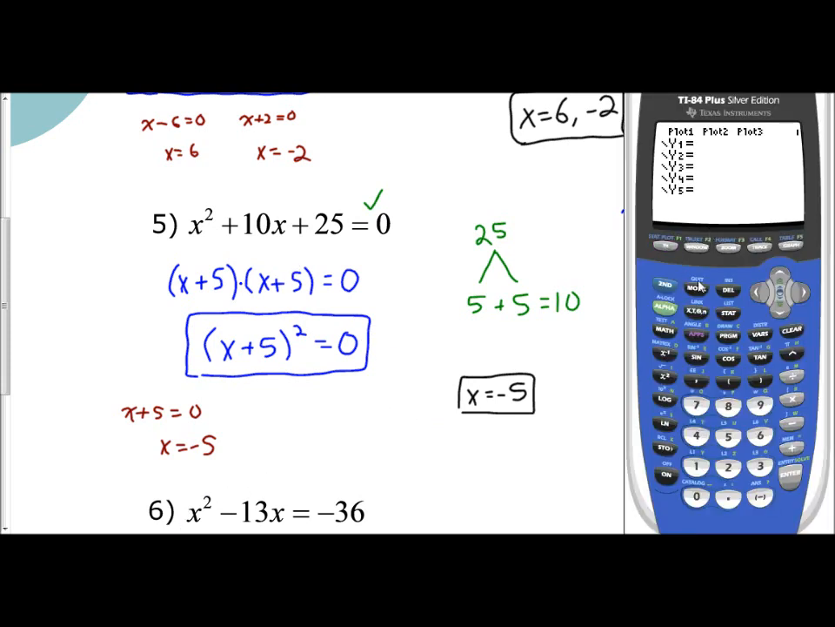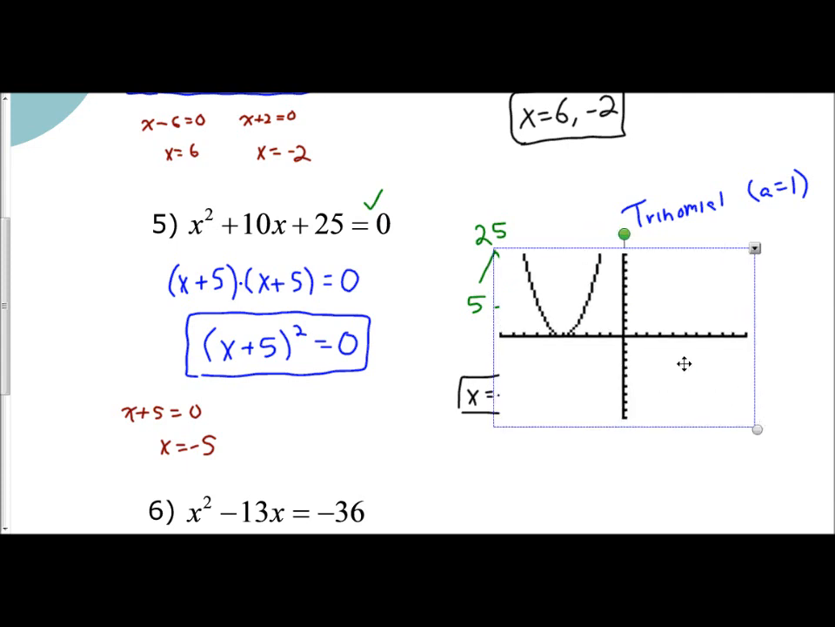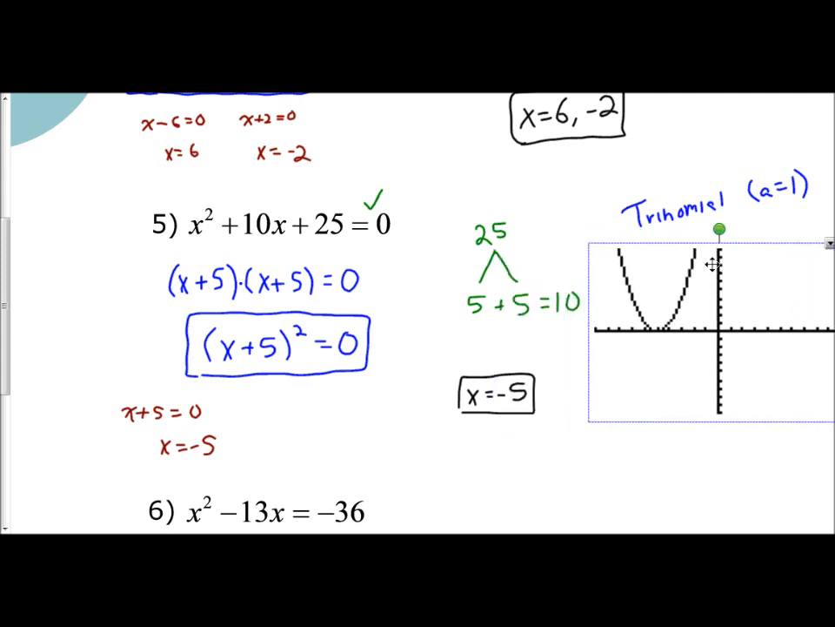Look what happens when you graph it. If I go to y equals and type in x squared plus 10x plus 25, and I hit graph, check out what happens when you hit that solution of -5 that we've seen before. That's your x-intercept of -5. Notice what happens on your graph. It comes down, it comes down, it comes down. It hits that point, and it bounces up.